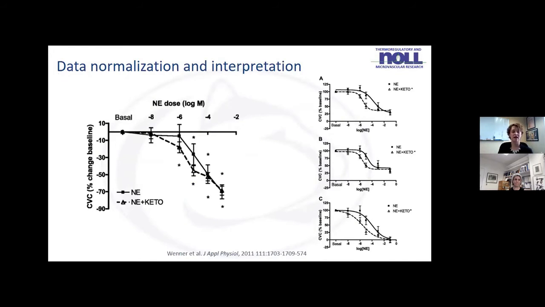Correspondingly, these are data from Megan Wenner in Nina Stackenfeld's laboratory, and I would point you to this paper published in JAP in 2011, which showed that different normalization can affect interpretation of the data. So whether you look at constrictor function, whether you look at normalization from changing baseline, or whether you model the data utilizing different curve parameters, can affect that interpretation of the data.